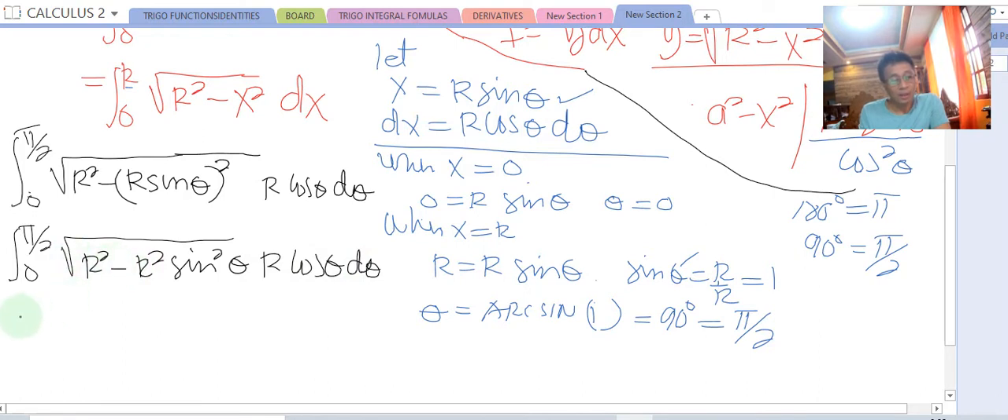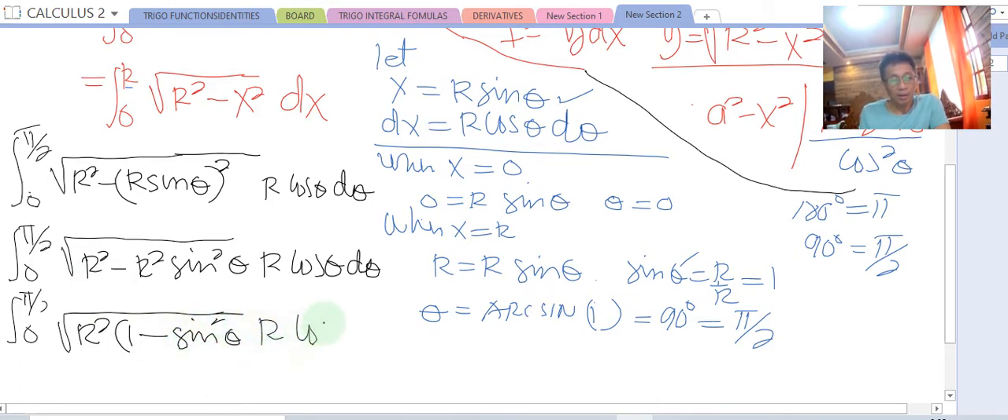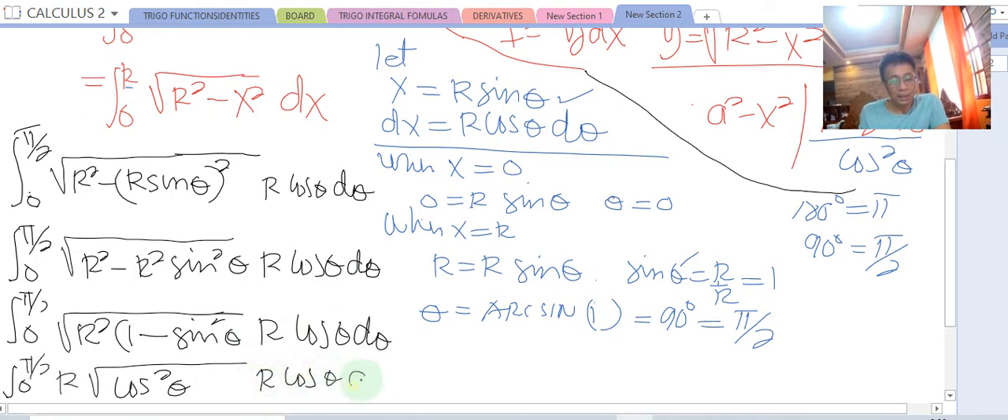Okay, so we factor out r squared, 0 to pi over 2. This is square root of r squared. So, pag factor out natin, matitira dito, of course, 1. Matitira dito yung sine squared theta. Okay, so we have r here, cosine theta d theta. Of course, we can distribute now the square root or the power of 1 half here. So, this is square root of r squared becomes r. Matitira ito sa 1 minus sine squared, which is cosine squared theta. Okay, and we have r cosine theta d theta.